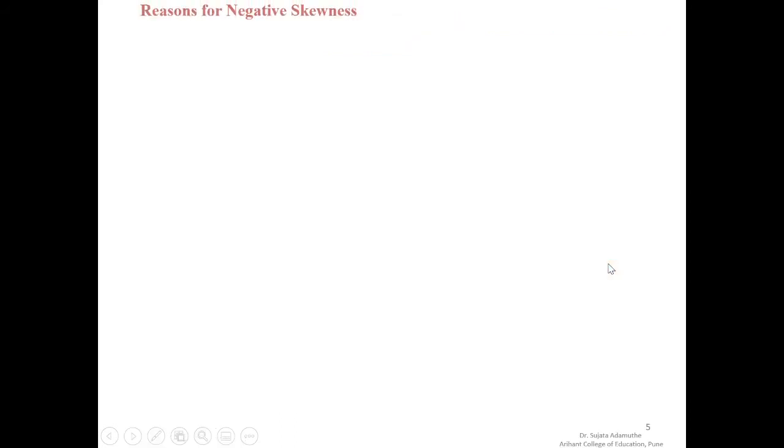Then we'll see the reasons for negative skewness and the reasons for positive skewness. Why does this skewness come? Why do these distributions come? Because we will always see that the normal probability curve is not coming always. It means something differs from the NPC, and that skewness has come. But there are some reasons for the negative and for the positive. We will see them one by one.